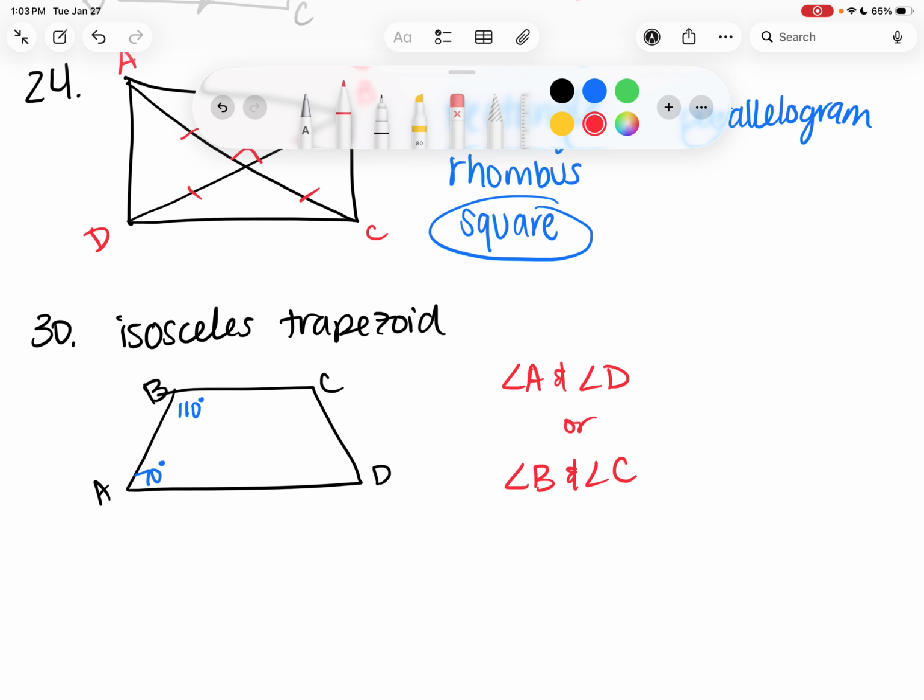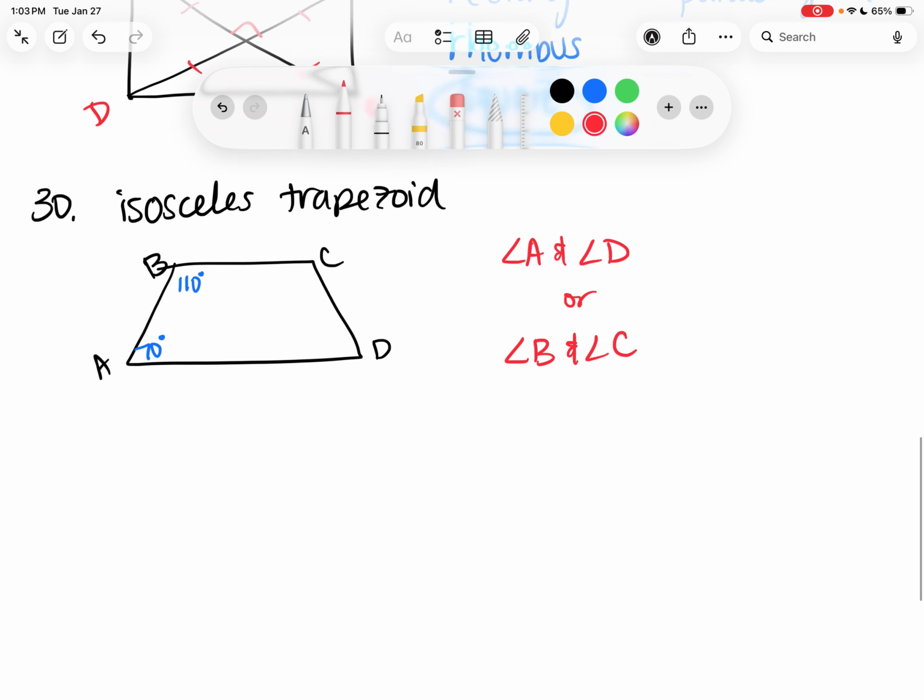A lot of times I would write like A is congruent to D or B is congruent to C, but the book writes it this way, so just be aware of that because it's specifically asking you which two things are congruent. But if you write congruent instead of and, that's totally fine also.